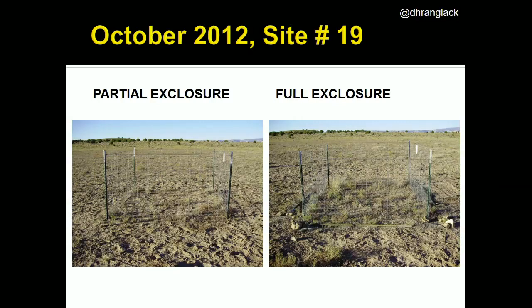So if you do the comparison of the inside of the partial exclosure to the outside, that's essentially your large herbivore impacts. If you compare the full exclosure to the partial exclosure on the inside, that is your small herbivore impact, or your lagomorphs. In this particular picture at this site, it seems like our large herbivores are having very little impact, but the lagomorphs are having a very strong impact. But of course, this is science. We look at all the sites and not just cherry pick.